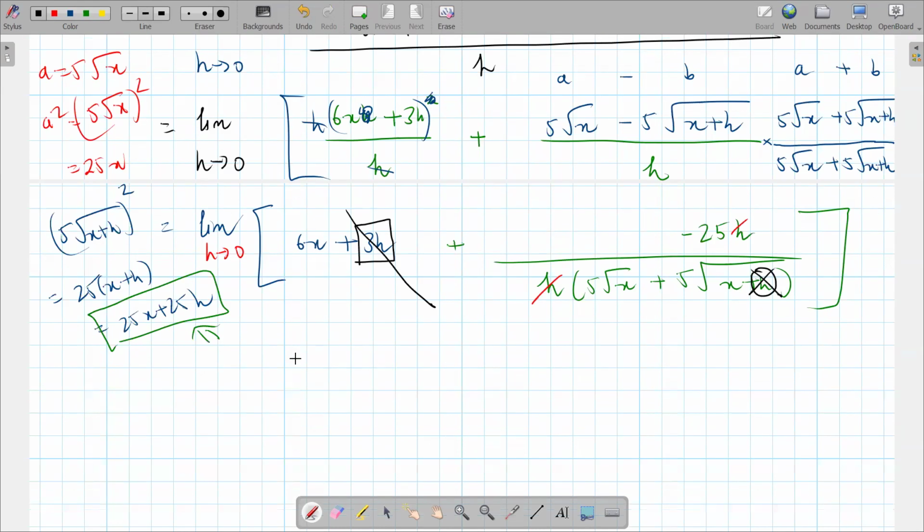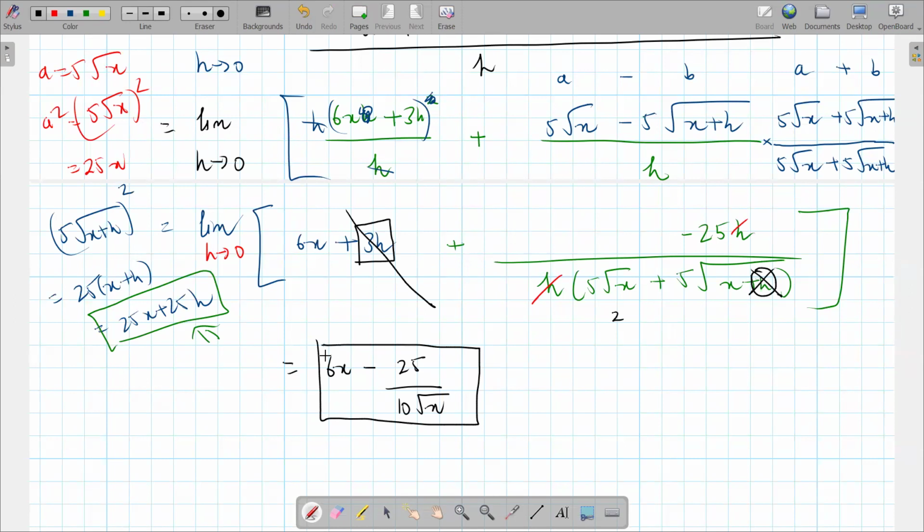So our derivative, our final answer, is going to be 6x minus 25 all over 5 root x plus 5 root x, it's like 5a plus 5a, essentially. It's 10a, or 10 root x. And there we go. That's the final answer.